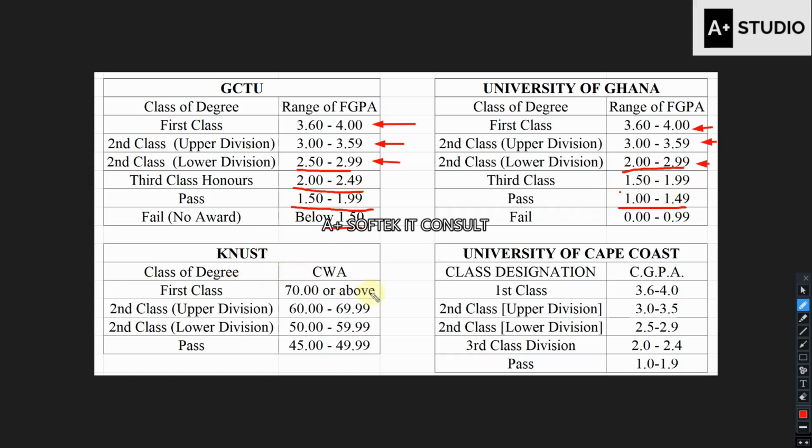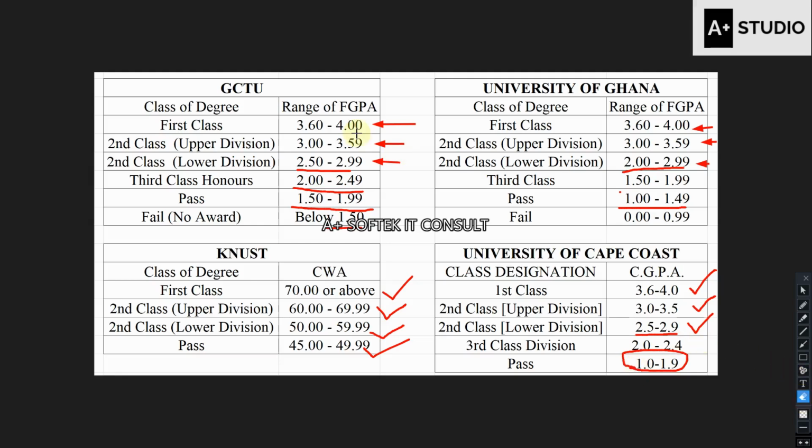Let's take the KNUST. You could tell 70 and above is first class. 60 to 69.99 is second class upper, and then it moves down. And then the University of Cape Coast is almost similar: 3.6 to 4.0 is first class, and 3.0 to 3.5 is second class upper, and then it moves that way. So you could tell that GCTU and University of Cape Coast have a similar second class lower, but one thing for sure, the pass is 1.0, which means when you get a GPA or CGPA of 1.0, you are still going to graduate and receive an award at the University of Cape Coast.